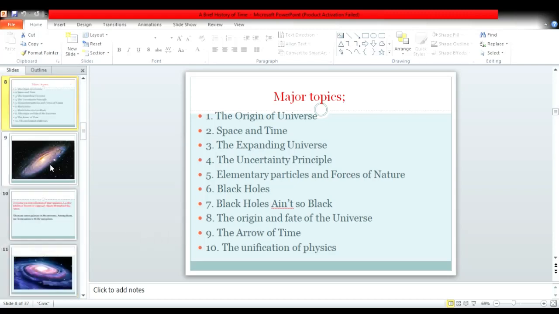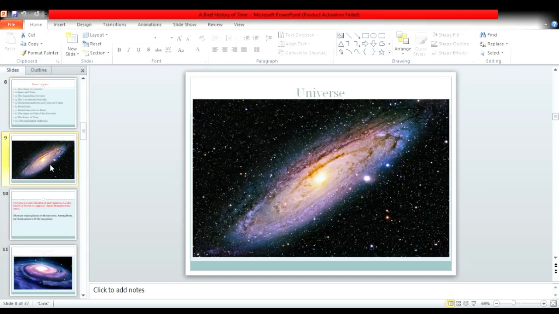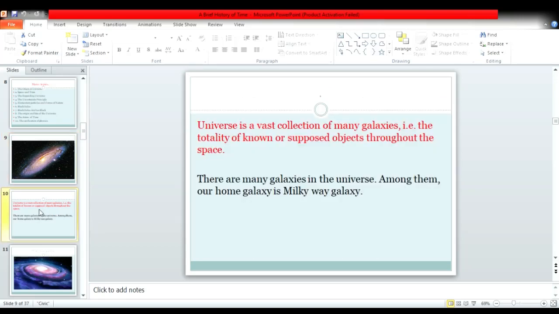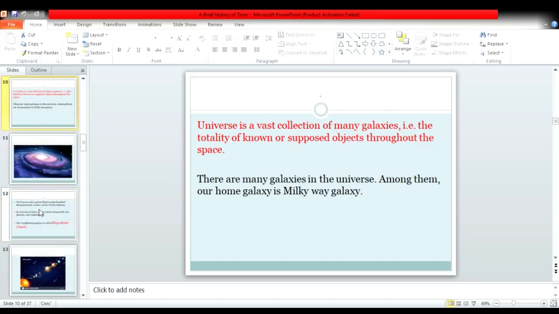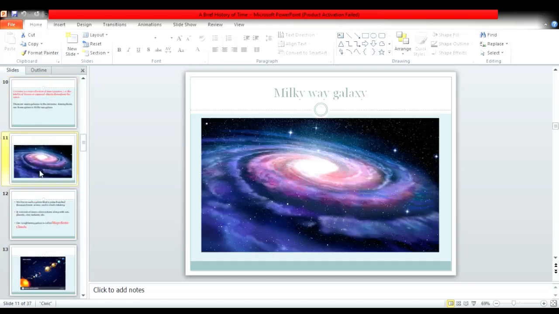Now let us conclude this book into a short piece. My conclusion begins from here. This is a big picture of the universe. We know the universe is a vast collection of many galaxies, the totality of known or supposed objects throughout space, and there are many galaxies in the universe. Among them, our home galaxy is the Milky Way galaxy. Let us see the clear image of the Milky Way galaxy.